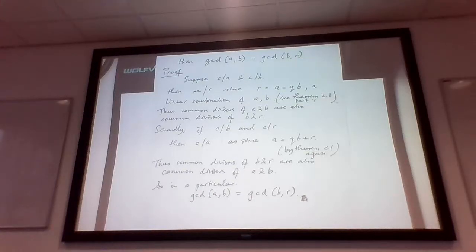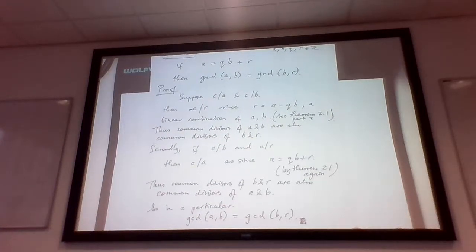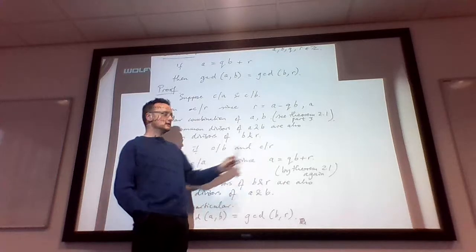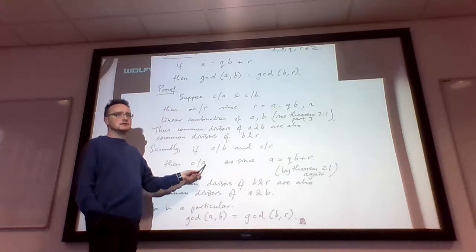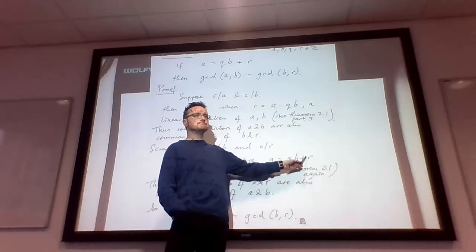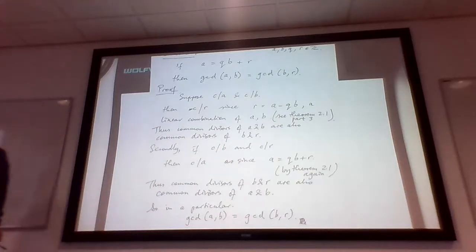So I want everybody to understand this clearly before we proceed, because it's the key to how the Euclidean algorithm works. You said there, by theorem 2.1, secondly, if C divides B and C divides R, then C divides A. Because A is a linear combination of B and R. Okay.